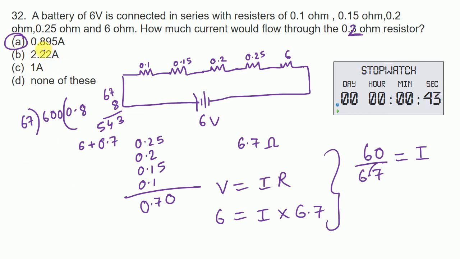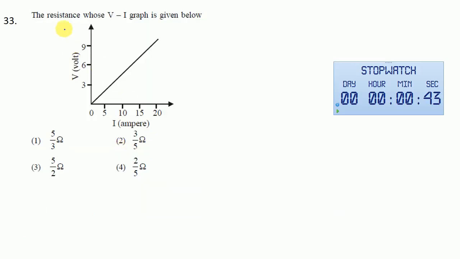So the closest option is the answer. So obviously this is correct. A is your correct answer. Okay, next. Resistance. Come on, tell me.